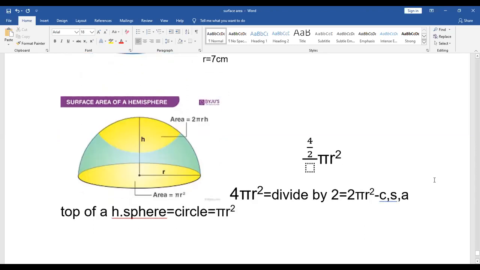So you can see now the curved surface area is 2 pi r squared, and the top of a hemisphere, which is a circle, is found by pi r squared. So that means the two of them, you have to add them together. So it is like you are saying you are having 2 pi r squared. Let me just copy them here instead of typing them. I will copy this.